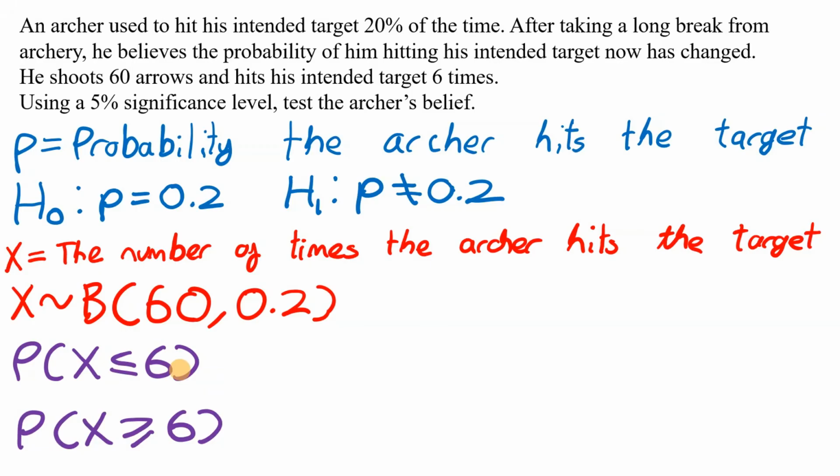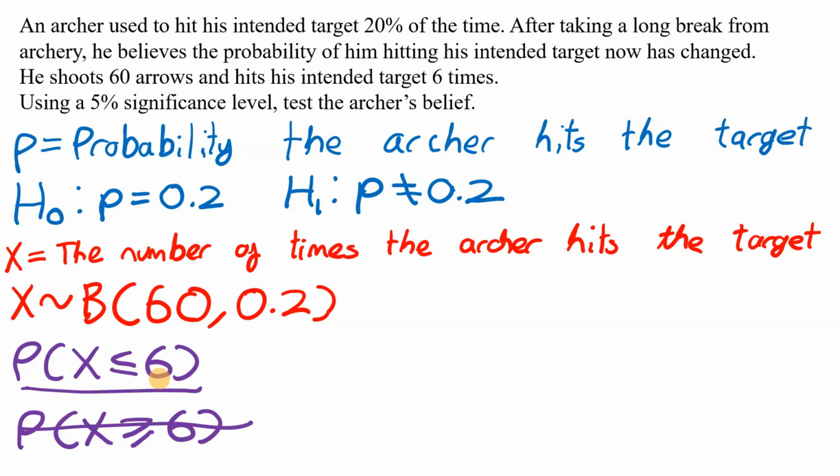So which one of these probabilities do we need to find? It's kind of obvious a lot of the time when you look at the question. So an archer used to hit his intended target 20% of the time, and this time he shoots 60 arrows and hits his intended target 6 times. So it is clear we're testing if the probability has gone down, and therefore we're going to be finding this probability here.